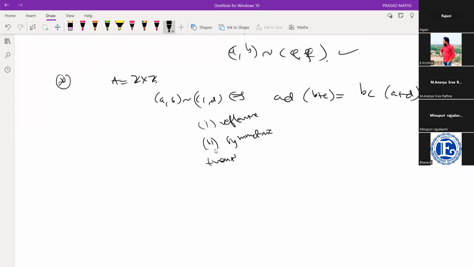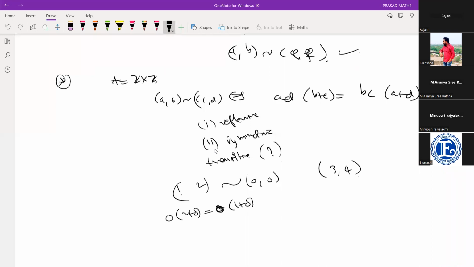Is it transitive? No sir, negative elements exist. If there are negatives, we need to give a counterexample. So what I do is take (1, 2), take (0, 0), and take (3, 4). Question: is (1, 2) related to (0, 0)? 1 into 0 is equal to 2 into 0 plus 1? Yes or no? You know, this is 0, this is 0. Therefore (1, 2) is related to (0, 0). Yes or no? Yes sir.